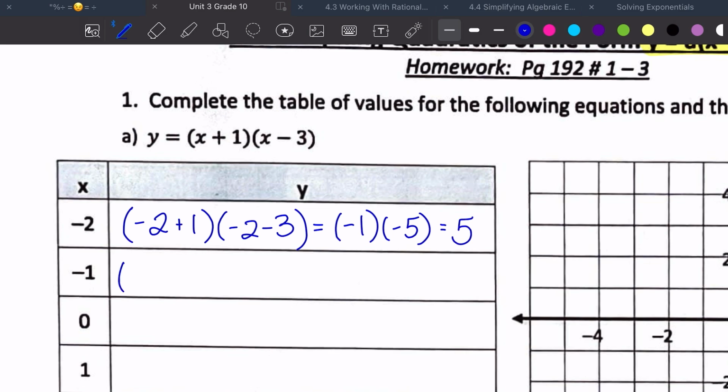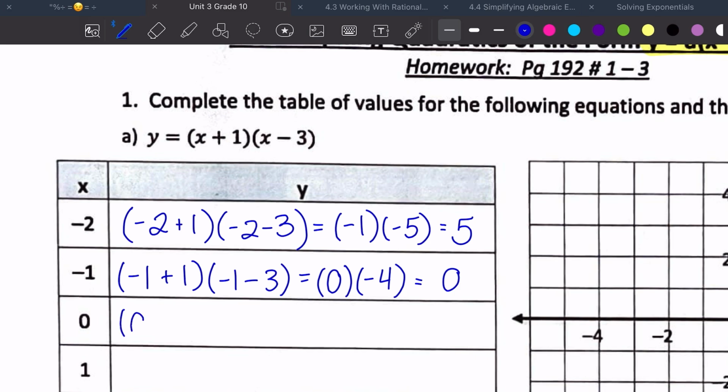And I'm going to keep repeating. The only thing that's changing in this equation is the x. Everywhere I see an x, I'm replacing it with this input. So -1 plus 1 and -1 minus 3. -1 plus 1? What's that? 0, right? And then I've got -1 minus 3, which is -4. Anything times 0 is 0. So this whole thing is just 0.